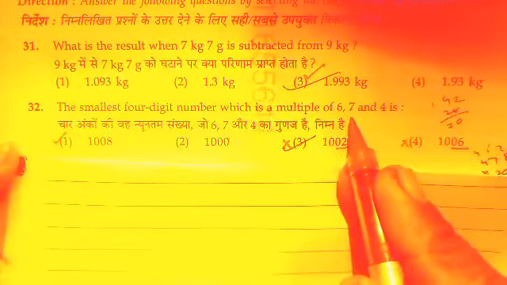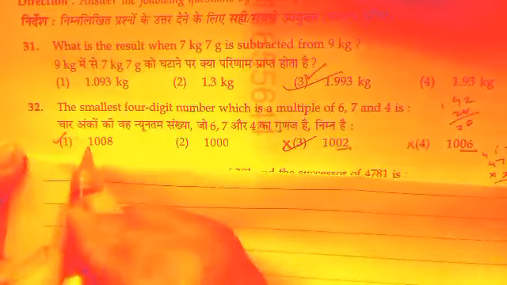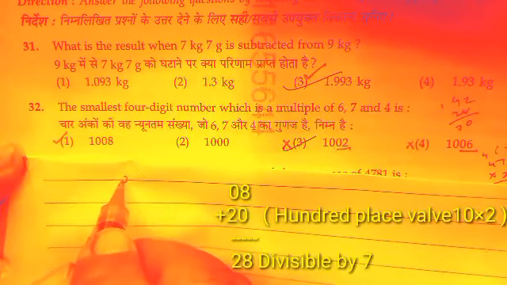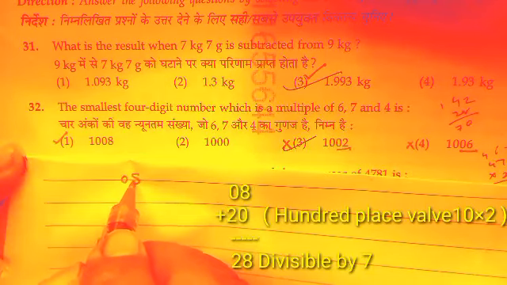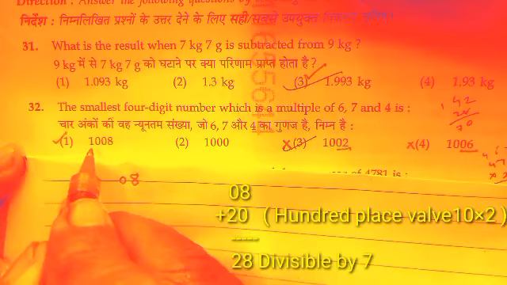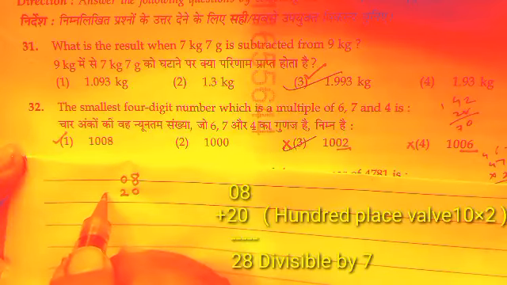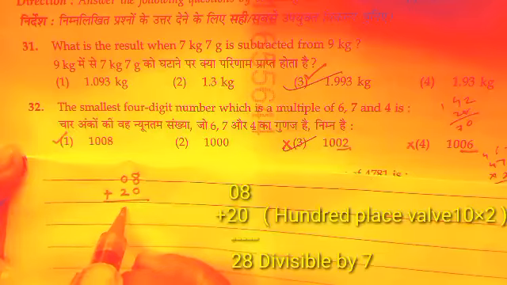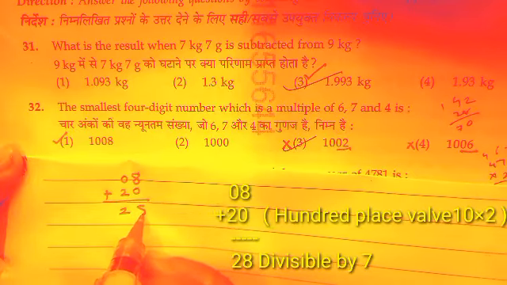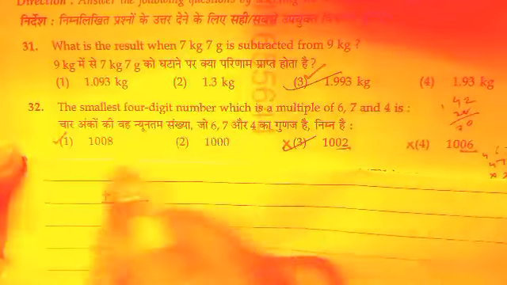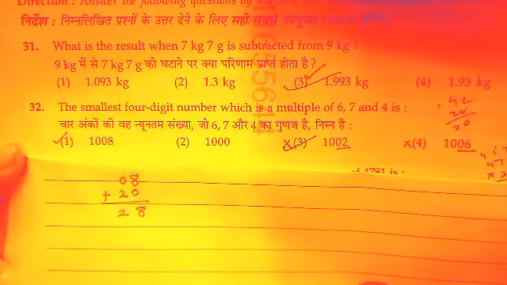And the divisibility test of 7: the last 2-digit number is 08 and in the hundreds place is 10, multiplied by 2. 2 times 10 is 20 and 8 makes 28. 28 is divisible by 7, so 1008 is also divisible by 7.